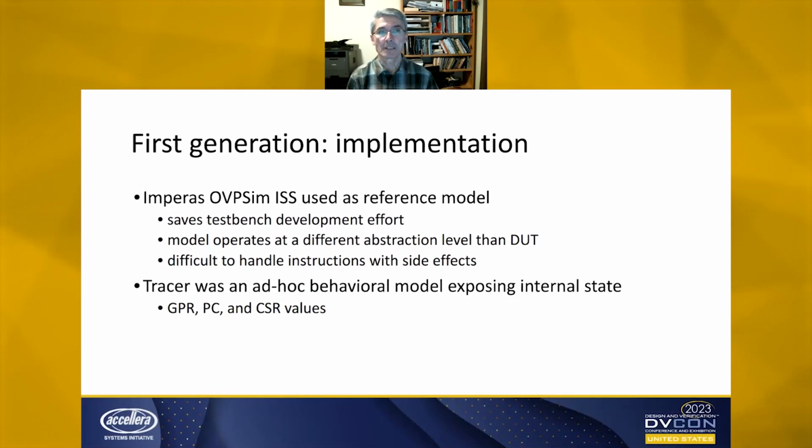The Imperas OVPsim instruction set simulator was used as a reference model in our first generation. Using an off-the-shelf commercial ISS as a reference model saved us an enormous amount of development effort on the verification environment, and allowed us to get up and running very quickly. An interesting artifact is that an ISS, if you've ever used one, works at a different level of abstraction than an RTL model of the DUT would.